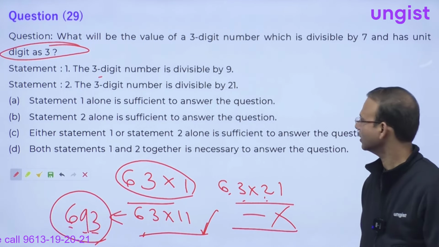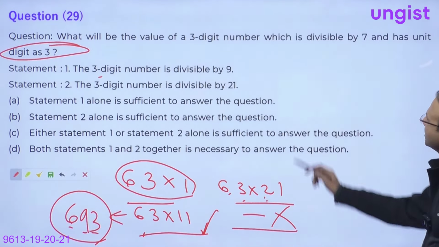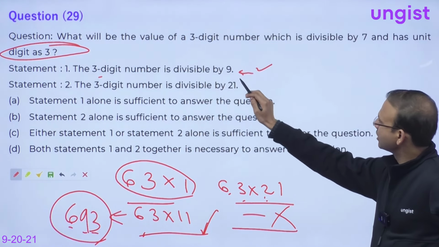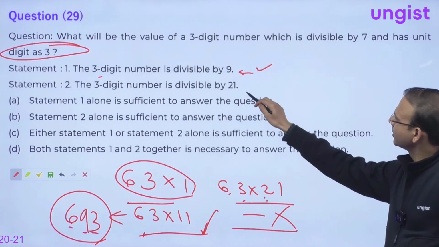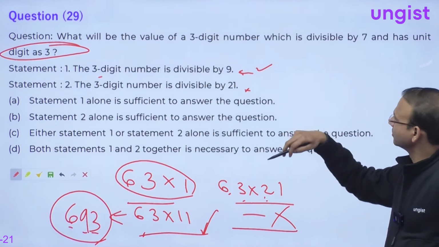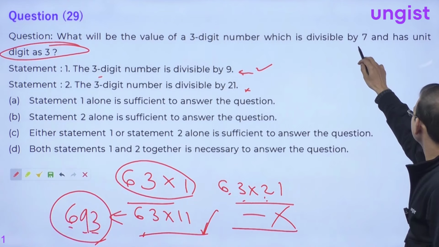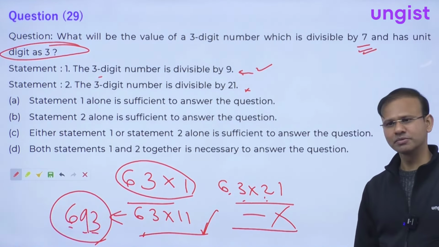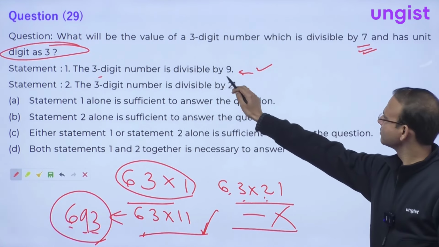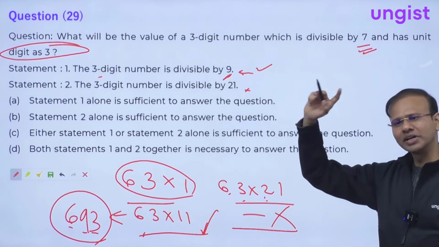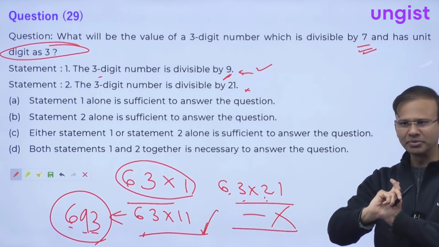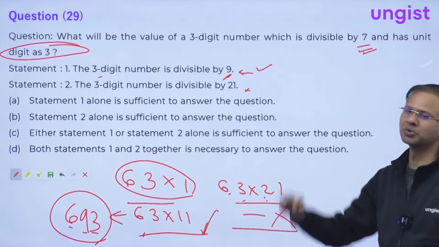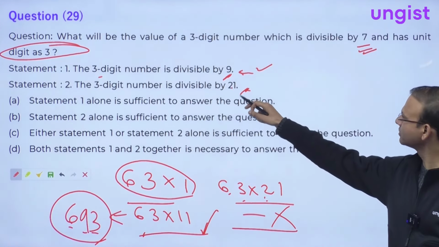Let me see. Statement number 1, a 3-digit number is divisible by 9. From this statement alone, we can find the answer. Statement number 2, the 3-digit number is divisible by 21. Guys, this is wrong, give me the reason. The number is divisible by 7, and here they say the number is divisible by 9. So if a number is a multiple of 7 and a multiple of 9, it is a multiple of 63, and then it will obviously be a multiple of 21. So this is a subset of this statement only. From this statement alone, you can find the answer.